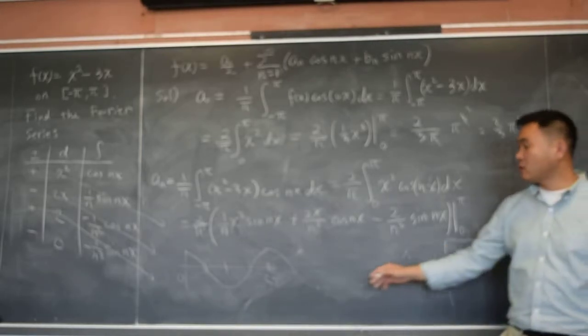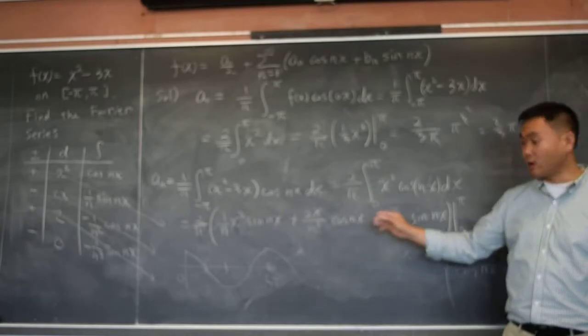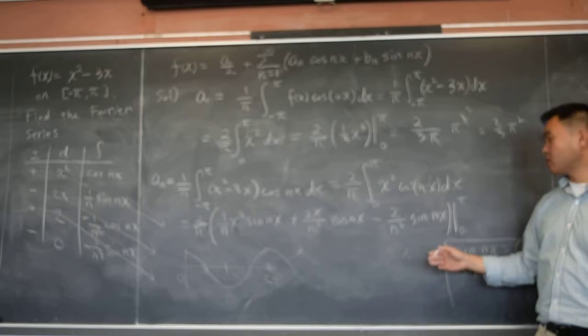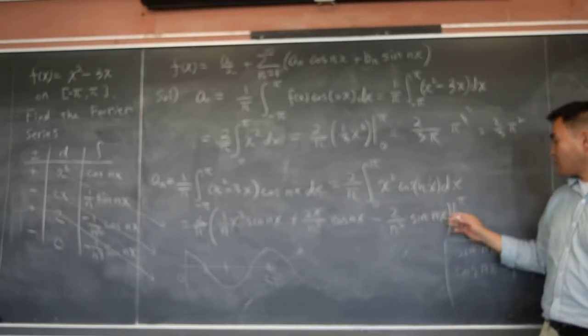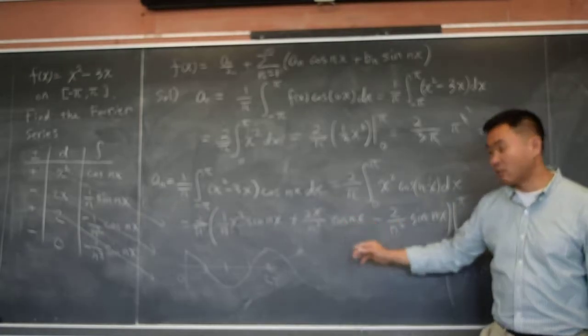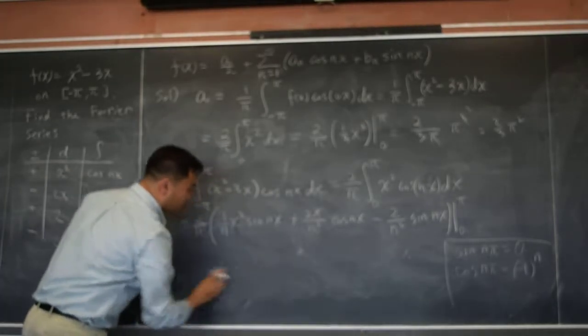When you plug 0 in, what's sine 0? 0. Cosine 0? 1. Sine 0? 0. So the only survivor is this one. So among all these things, we see that in both cases when we plug in pi or 0, the only survivor is this one. Okay? So let's continue on with the calculation.